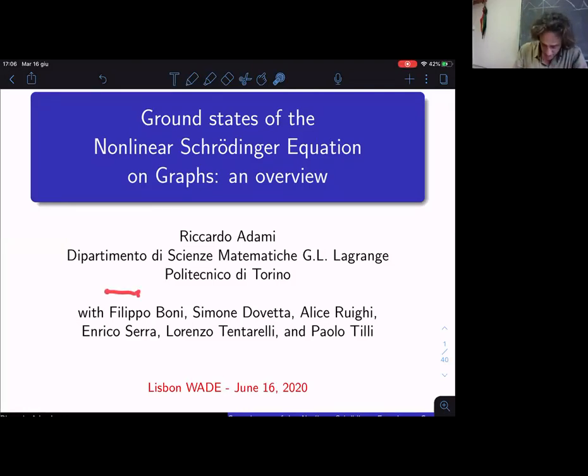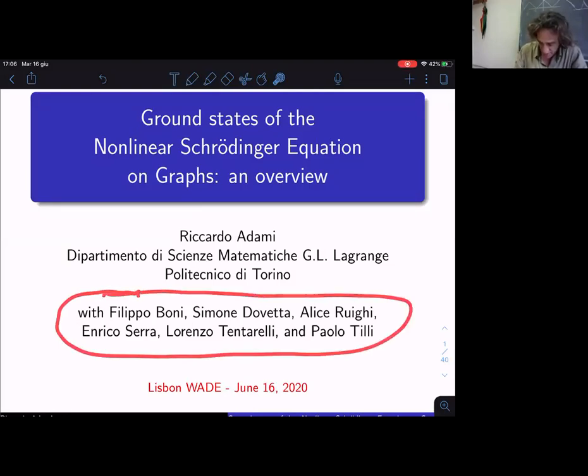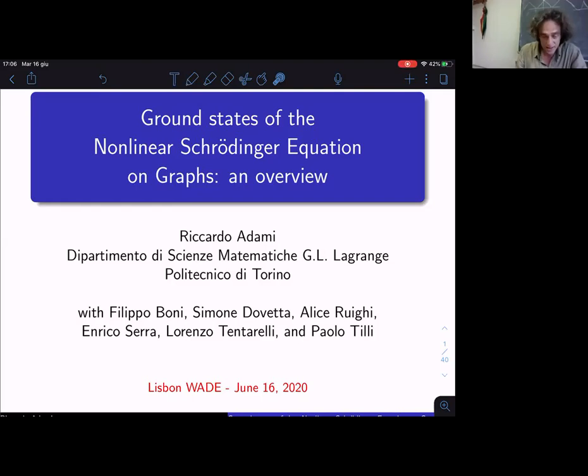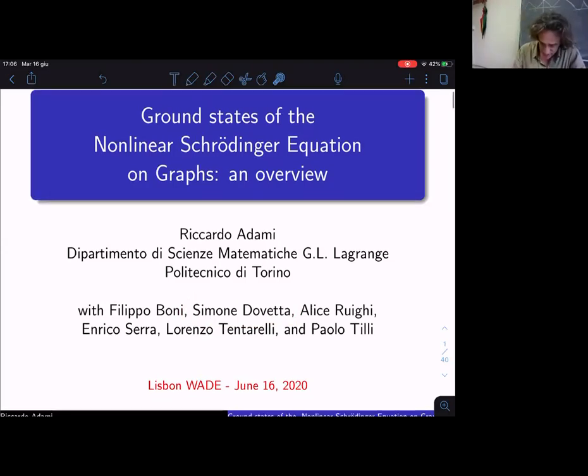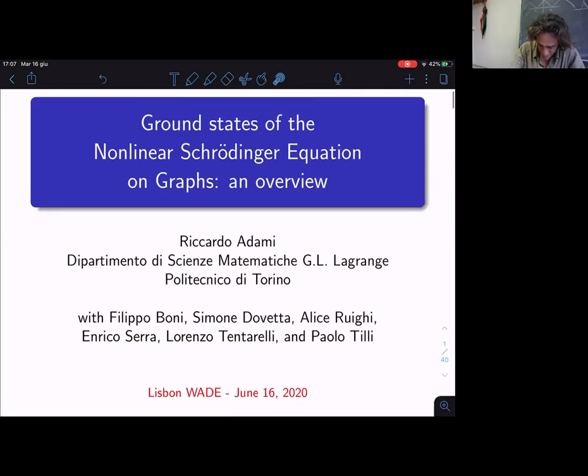So the group now is composed of several people. Here I list some of them. All of them are here in Politecnico di Torino, except Simone, who was a PhD student here, and then he grew up. Now he's in Pavia. And the other components of the group are Filippo Boni and Alice Ruigi, who are PhD students, and Enrico Serra and Paolo Tilli, who are the senior colleagues here with me, and Lorenzo, he's intermediate, he's now faculty here, and he had his PhD here, and then he went to Napoli and Rome, and then we headed back recently.